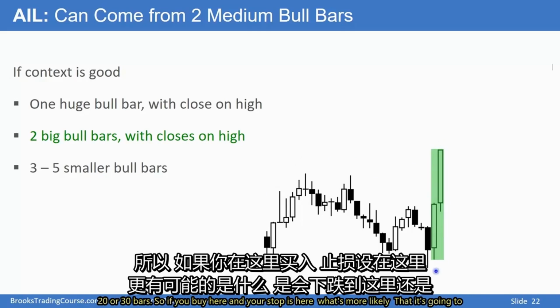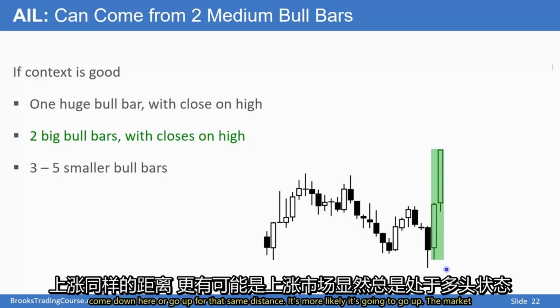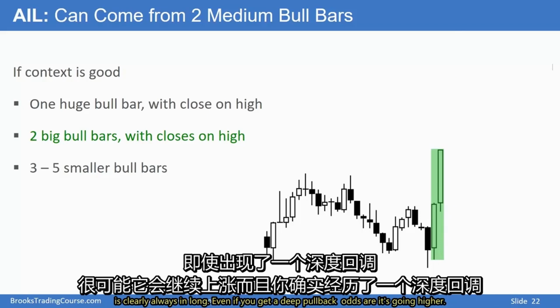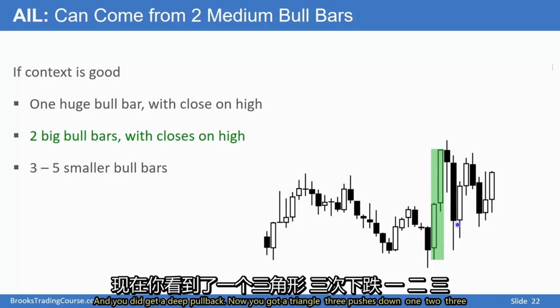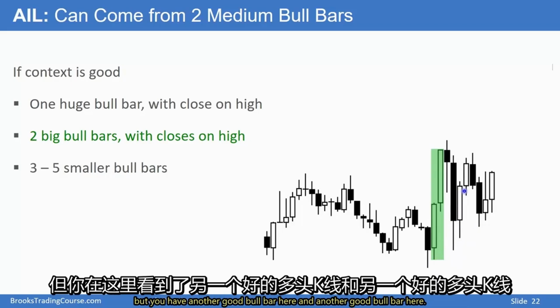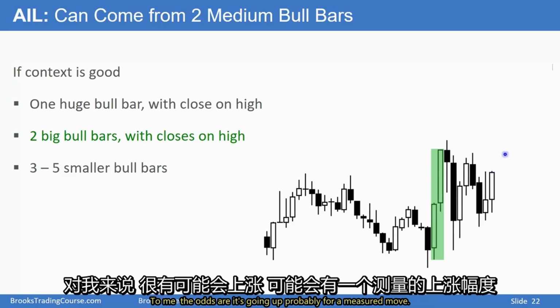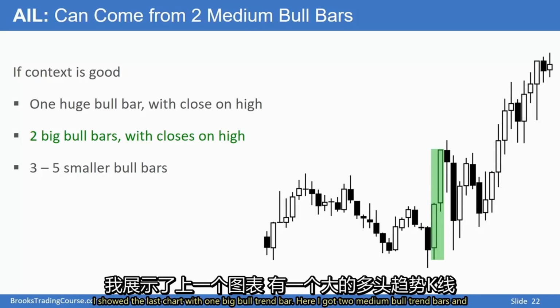So if you buy here and your stop is here, what's more likely, that it's going to come down here or go up for that same distance? It's more likely it's going to go up. The market is clearly always in long. Even if you get a deep pullback, odds are it's going higher. And you did get a deep pullback. Now you got a triangle, 3 pushes down, 1, 2, 3, but you have another good bull bar here and another good bull bar here. To me, the odds are it's going up, probably for a measured move.